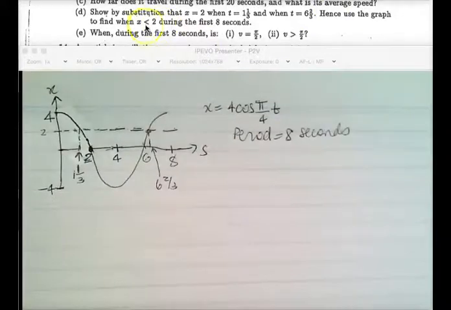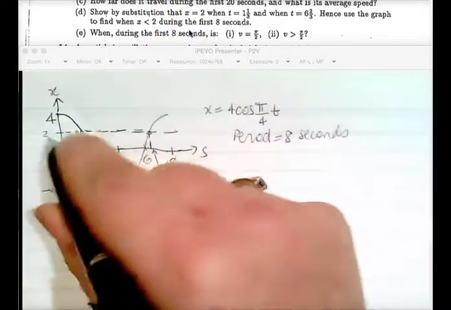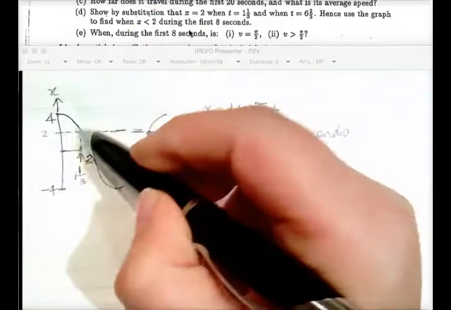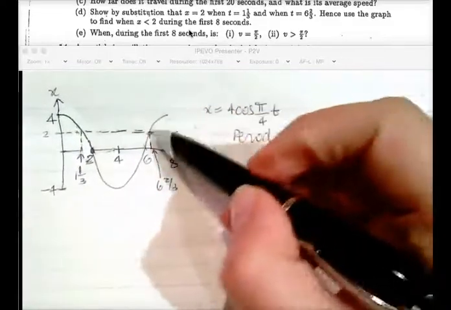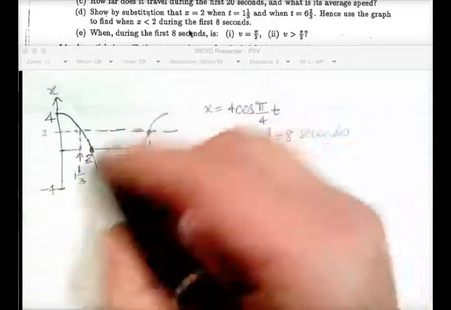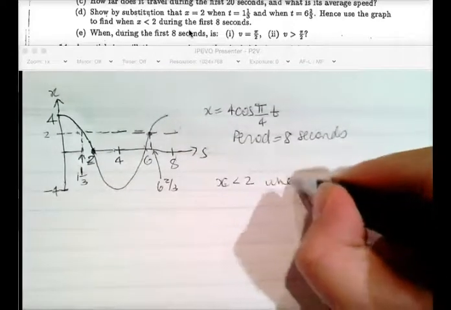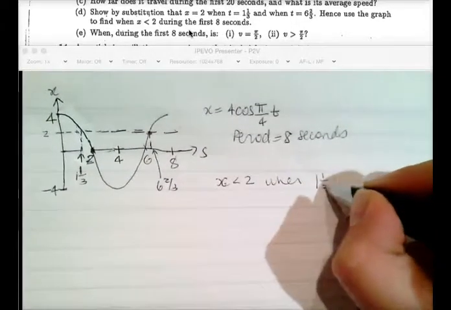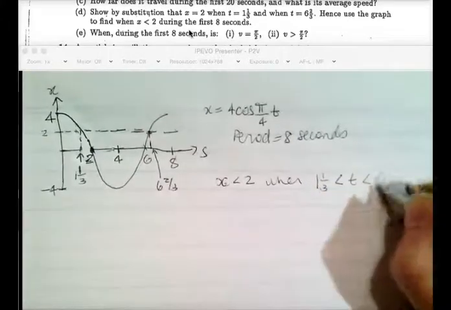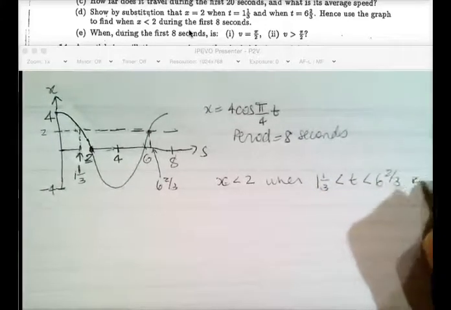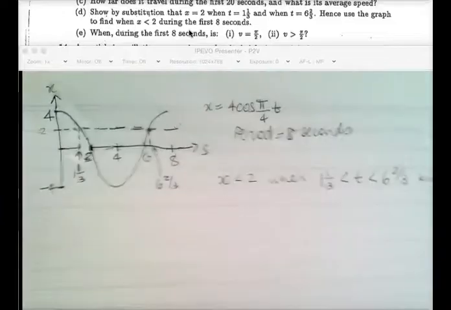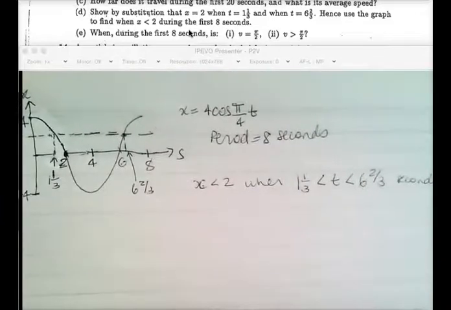Okay, and it says hence use the graph to find when is x less than 2 in the first 8 seconds. So here is x equals 2. Up here is when x is greater than 2. Up there is when x is greater than 2. But between, x is less than 2 when the time is between 1 1/3 and 6 2/3 seconds. Okay? So x is less than 2 between 1 1/3 and 6 2/3 seconds.